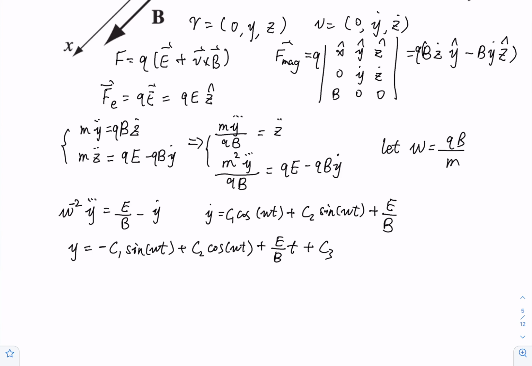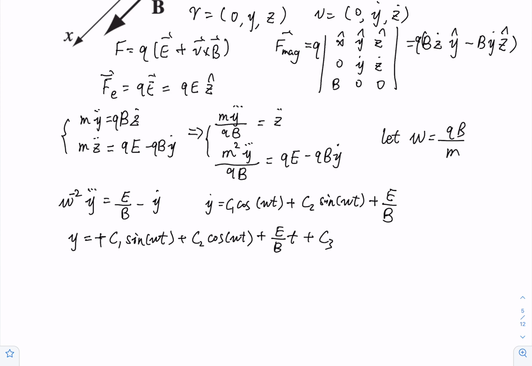So y should be a function of sine and cosine and the linear E over B term and the arbitrary constant. So in principle, here the minus sign doesn't matter, and the 1 over omega doesn't matter as well, because this C1 and C2, we can redefine the C1, C2 to be different from the C1, C2 above, but since they are arbitrary constants, it doesn't matter.